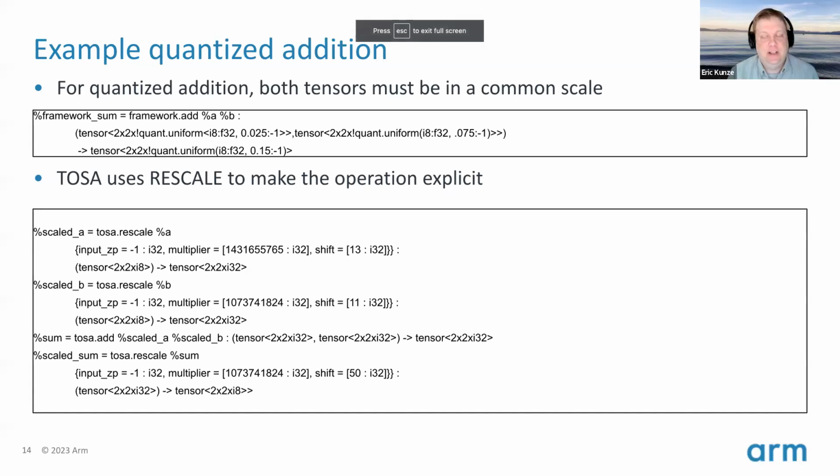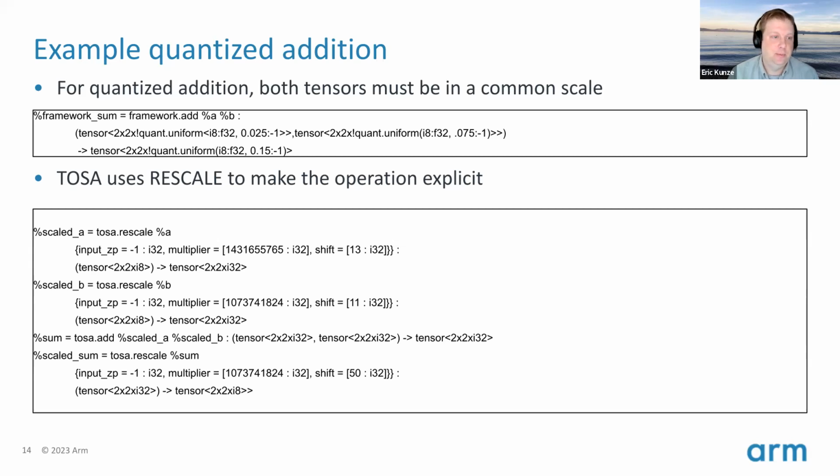Okay, so this is just an explicit example of something like quantized addition. Generally in the framework, you'll be adding two numbers, and in this example they have different scale factors. One is 0.025, one is 0.075, and then the output has yet a different scale factor of 0.15. So a lot of times what happens in the framework is hidden. You don't know exactly how the add is taking place.